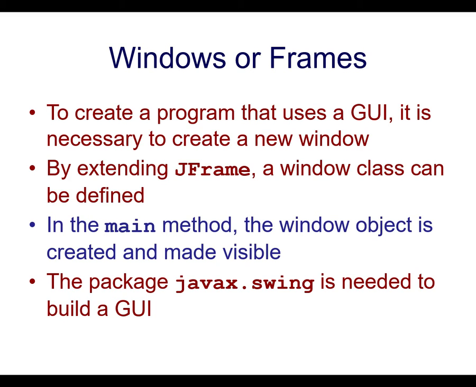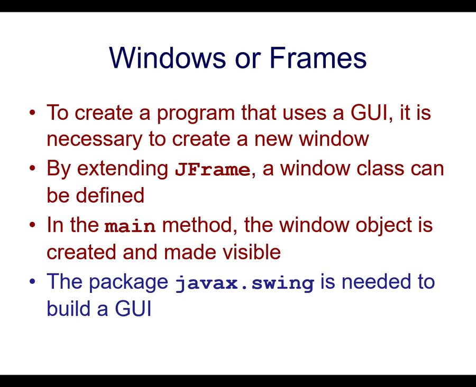Moreover, the control flow of GUI programs is quite different. Unlike all the previous programs where the first line of main was the first line of the program executed and the last line of main was the last line executed, main no longer has that same function. After it creates the window, it calls a method to make that window visible, and then it no longer has any role in the remaining execution of the program.